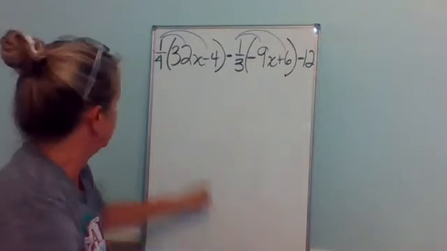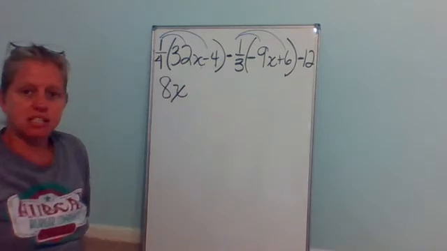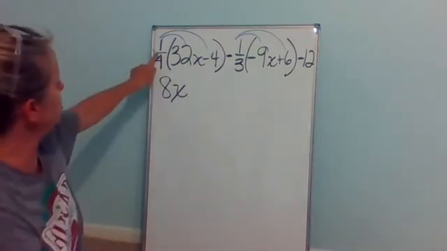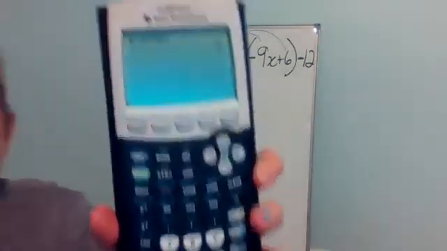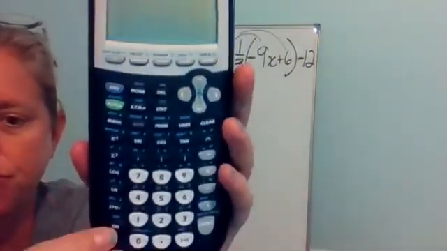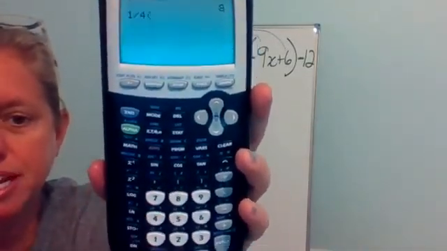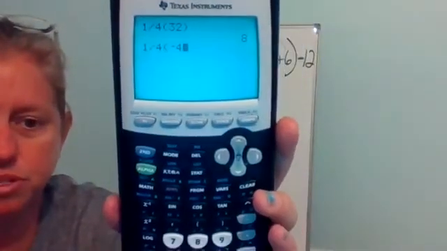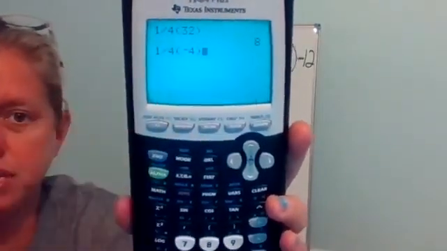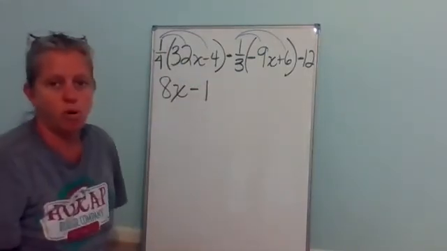So when I distribute this 1/4 times 32x, it gives me 8x. Now what do I need to do? I need to do 1/4 times -4. So do the same thing, just multiply 1/4 times -4. So 1/4, open parentheses, -4, close. So 1/4 times -4 gives me -1. So when I distribute 1/4 to -4, it gave me -1.